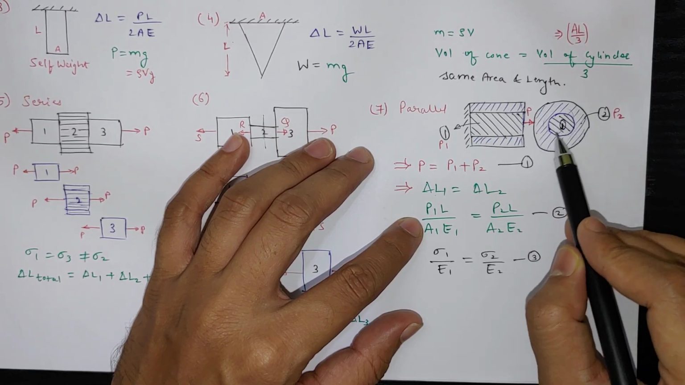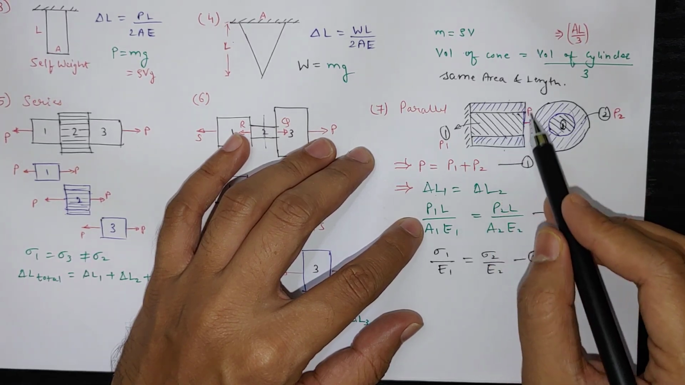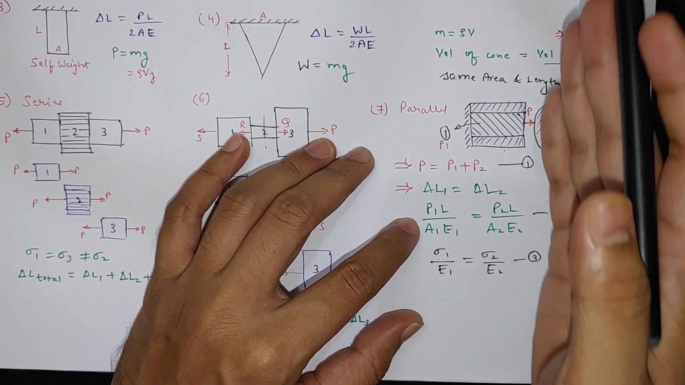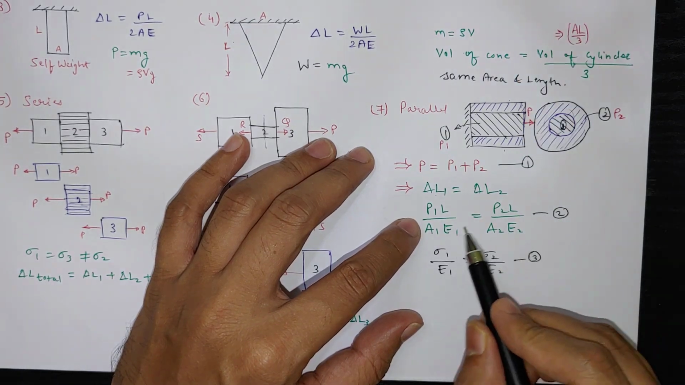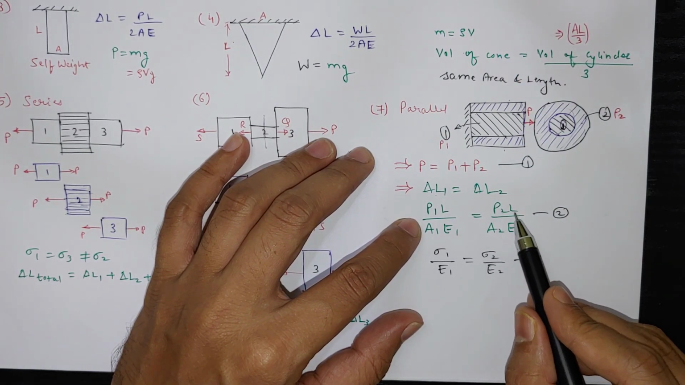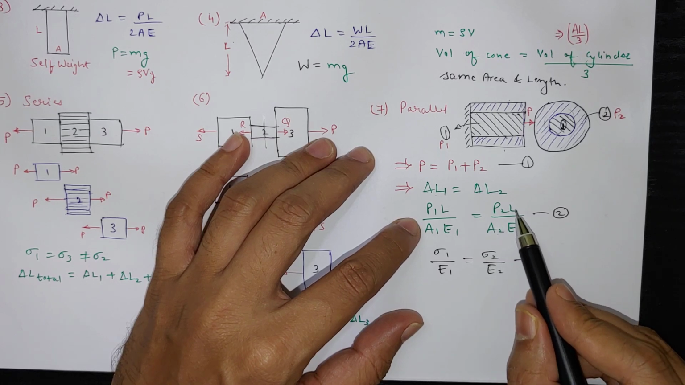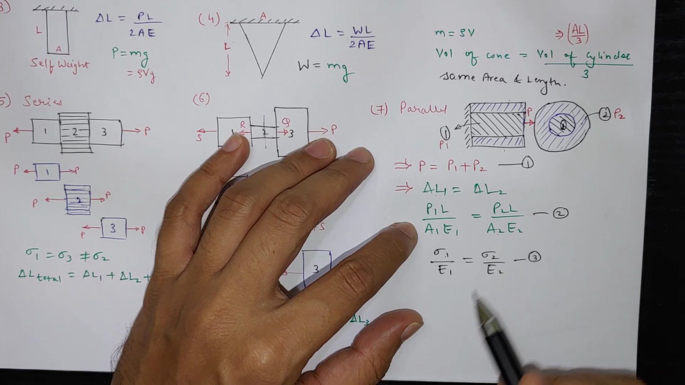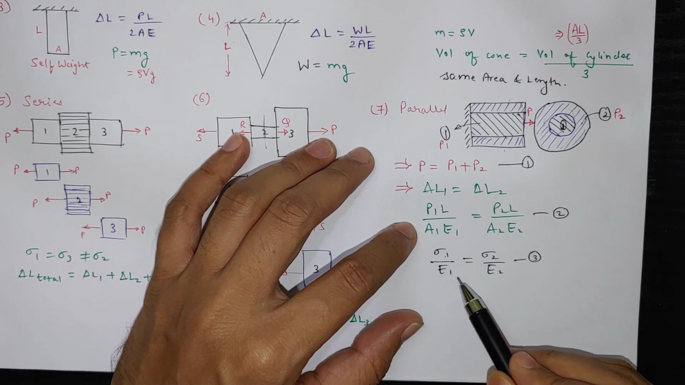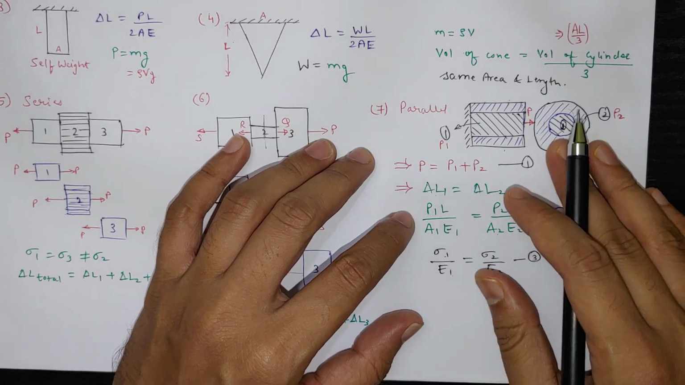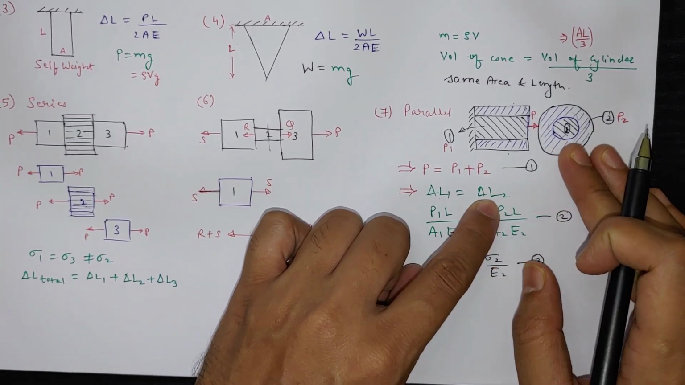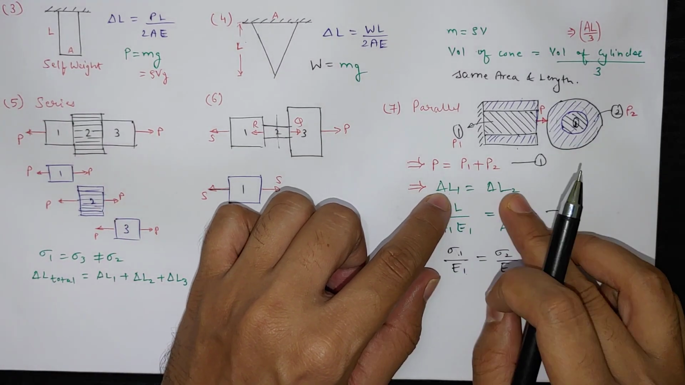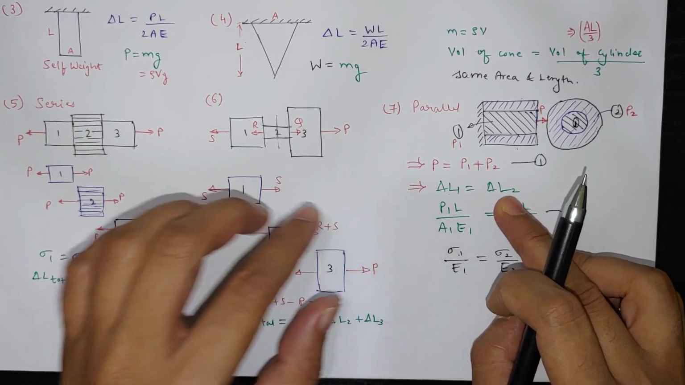So this particular cylinder is the cross section of this. This is the cylinder from the side view. This is a cross section. If we cut like this on the side of the paper, and delta L2 equal to P2 L by A2 E2. So length will cancel, and P1 by A1 is sigma 1, P2 by A2 is equal to sigma 2. So sigma 1 by E1 equal to sigma 2 by E2. So all these equations we get from delta L1 equal to delta L2. So in series it is the summation of delta L for total, here both the delta L will be equal. So these are some of the cases.